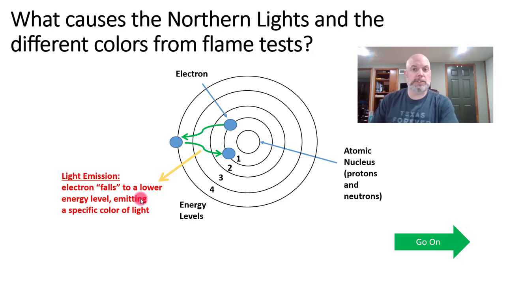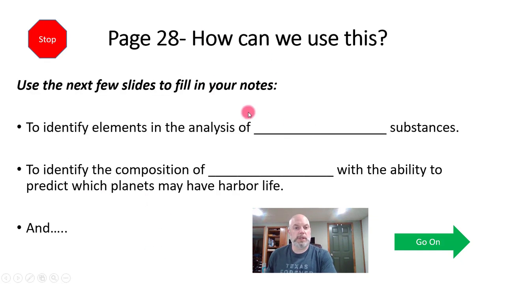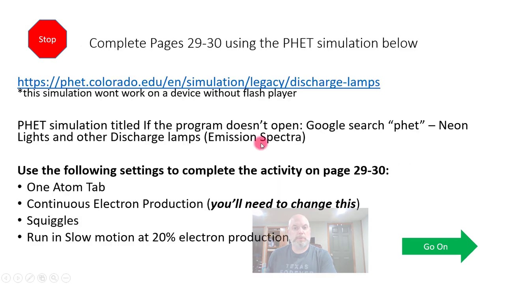And so then we see the fluorescent lights, or the aurora borealis, or northern lights. Okay, and there's a video there. This is the same thing. This will make more sense. So watch that video about the flame test. There's some note pages to fill in.